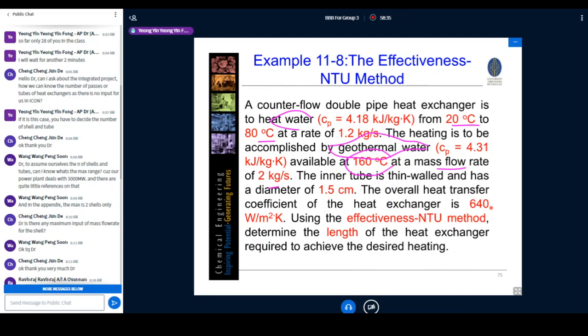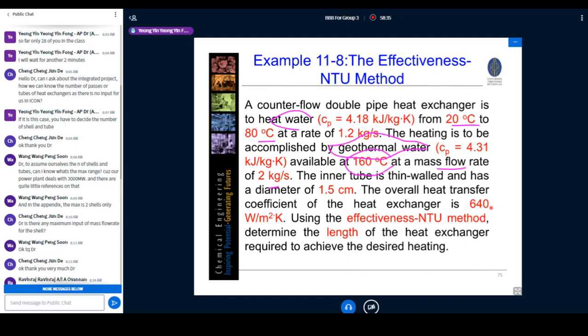You can use LMTD. From here, from the energy balance, you can easily get the TH out, whereby Q equals mC CPC times TC out minus TC in, and also it equals mH CPH times TH in minus TH out. All right. So once you calculate the Q from the cold side, because the TC out is given, then you can easily get the TH out, then proceed with the LMTD method, also can. Okay, so right now we proceed with the effectiveness NTU method.